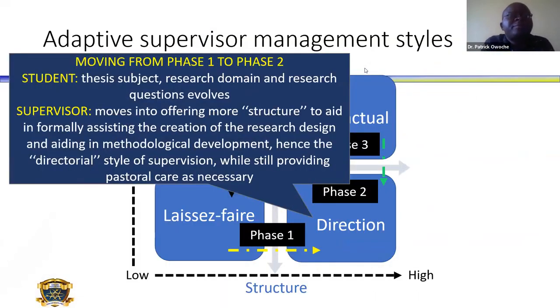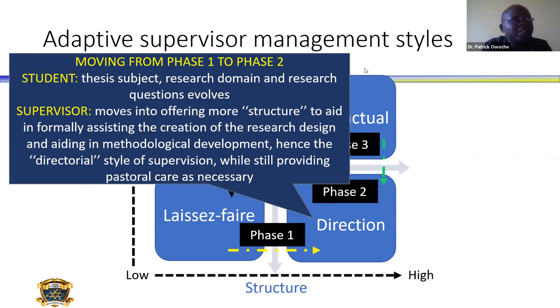So phase one, this is the thesis subject, research domain, and research questions are formulated at this level. Okay, phase 1 to 2. The supervisor moves into offering more structure to aid in formally assisting the creation of the research design and aid in methodological development. Hence, the directorial style of supervision, while still providing pastoral care as necessary.